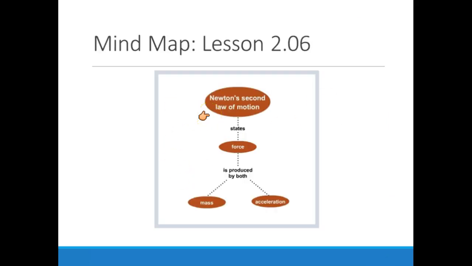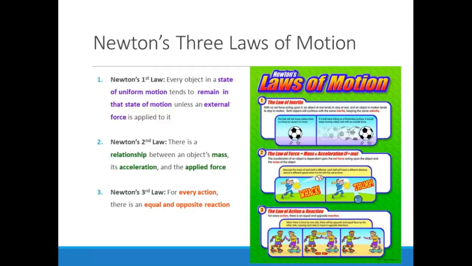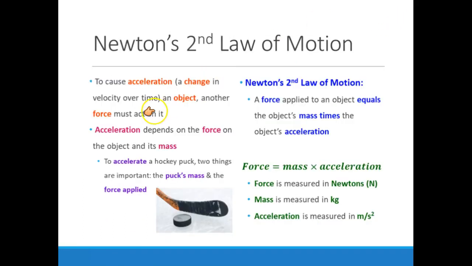So Newton's second law of motion says that force is produced by both mass and acceleration. So we've seen this slide before. We've already talked about Newton's first law. We know all about that. Now we're talking about Newton's second law, which is that there's a relationship between mass, acceleration, and force, and Newton's third law: for every action, there is an equal and opposite reaction.